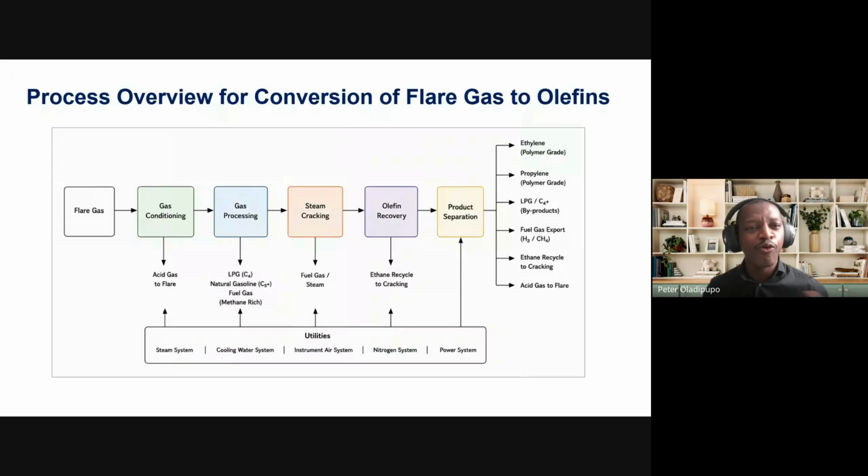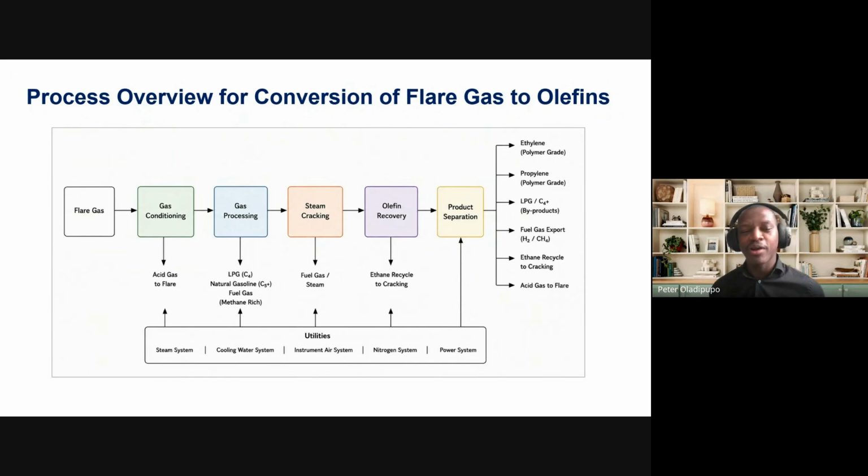Now, the process for converting this flare gas to olefins can be represented by this block flow diagram, right? And you can see it basically involves conditioning the gas, essentially treating it, preparing it to be suitable for downstream separation and reaction steps. So conditioning, then the proper reaction steps in steam cracking, and then olefin recovery for separating the product. They will go along that way. Now, this is a very simplified block flow diagram, like I said.